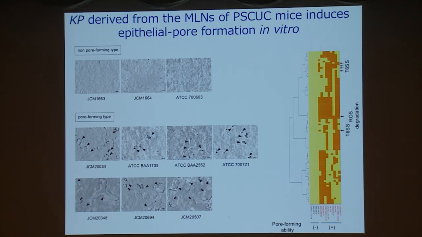Type 6 secretion system is a molecular machine used by a wide range of gram-negative bacteria species to transport proteins across the cellular envelope into an adjacent targeted cell. These results suggested that epithelial pore-forming capacity of Klebsiella pneumoniae is determined by strain-specific genotype, and further studies are now ongoing to clarify the precise mechanism.